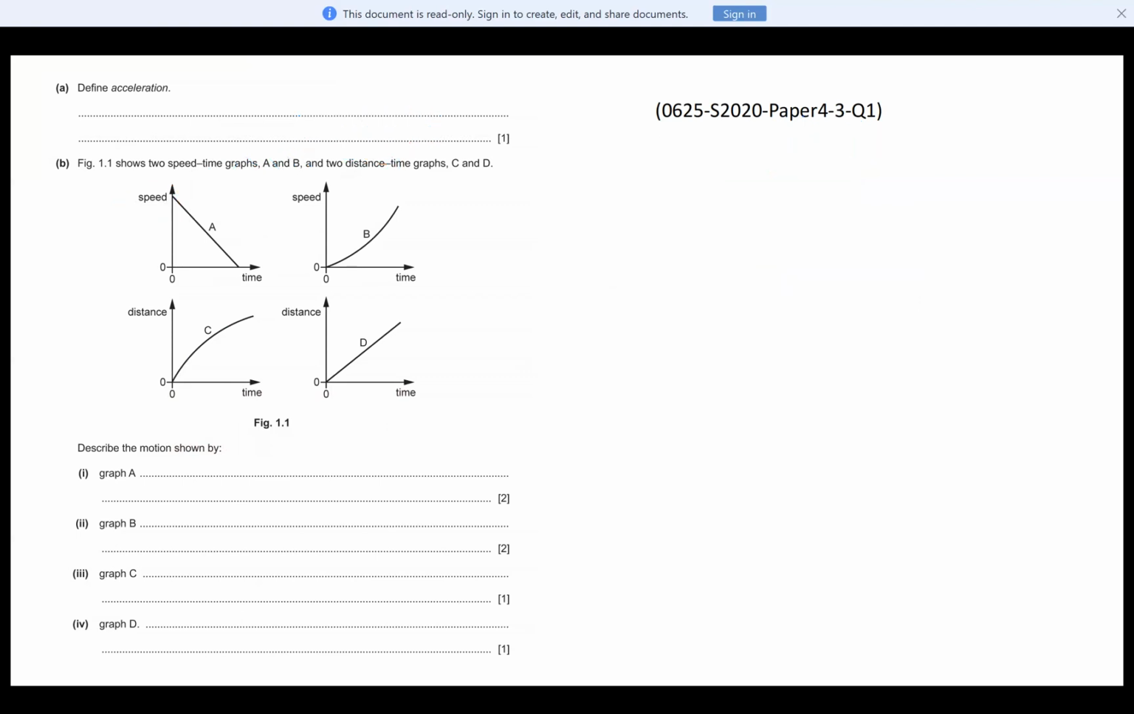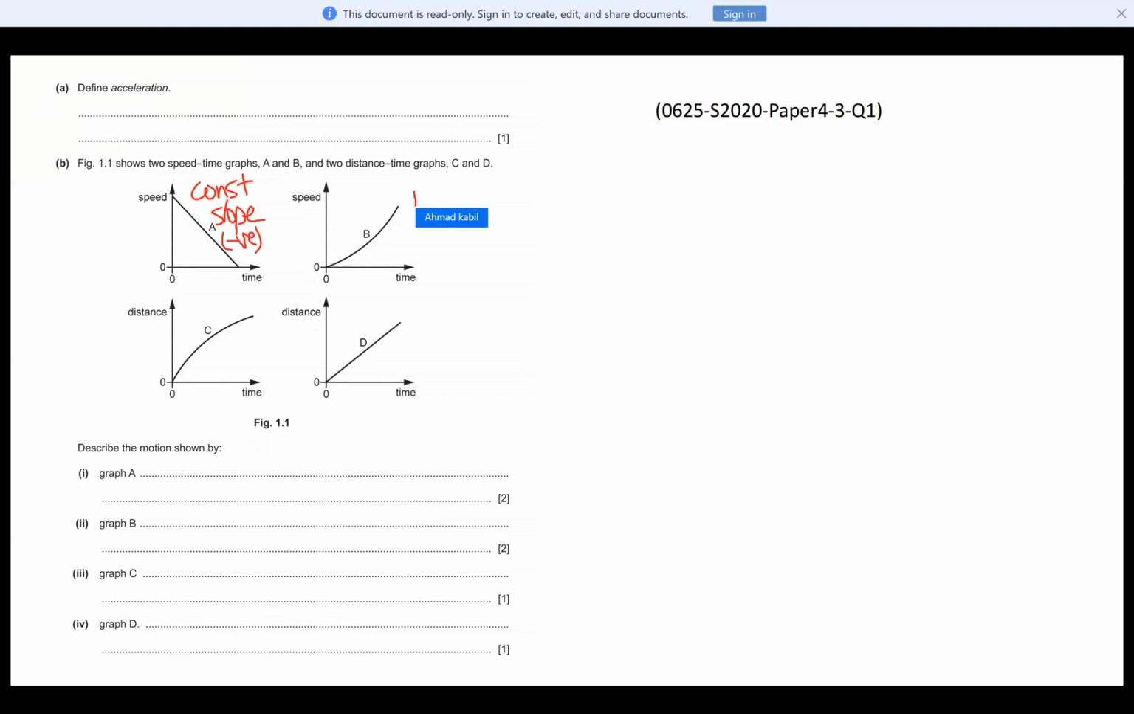So define acceleration. We already said this is the change in velocity per unit time. And we want to describe the motion shown by each graph. So let's again analyze mathematically first. So mathematically here, this is constant slope and also negative slope. So this would be useful here as well.